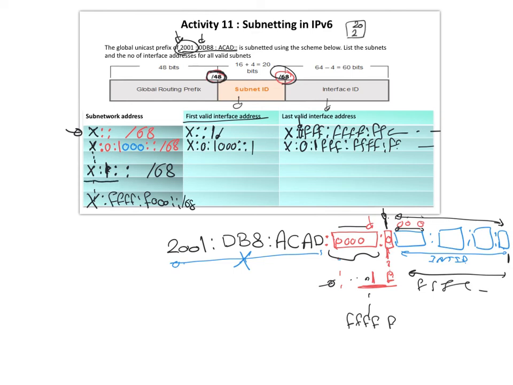So let's try this one. For this one, it will be X and then colon. Here we have 1, it will remain the same. And then colon, colon again, two colons. This is the first one. So we have zeros here, and we have zeros here. So it's colon colon. You're perfectly right. So this is the first address. And the last one will be X, and then colon colon 1, colon, and then 3 Fs, and then all Fs.